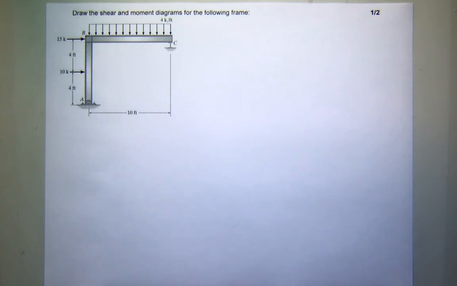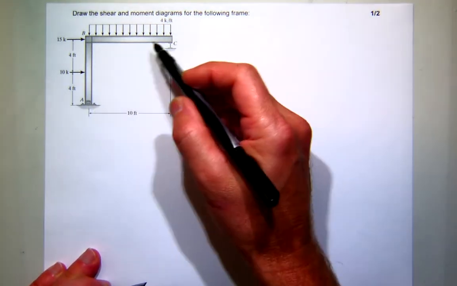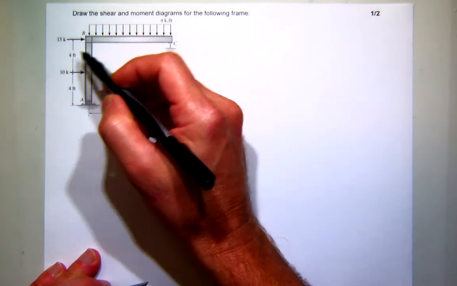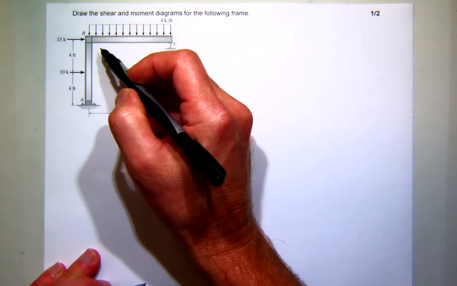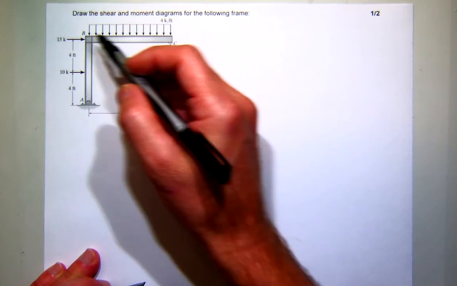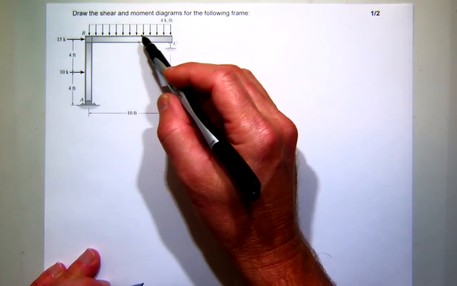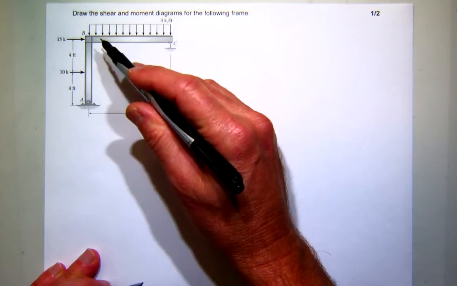All right, so we're going to draw the shear force and bending moment diagram for this frame. So a little strategy. We'll find the reactions at A and C first. Then we'll separate the structure here at B and find the internal forces there, two forces and a moment. And then with that information, we should be able to draw the shear force and bending moment diagram for BC and AB.